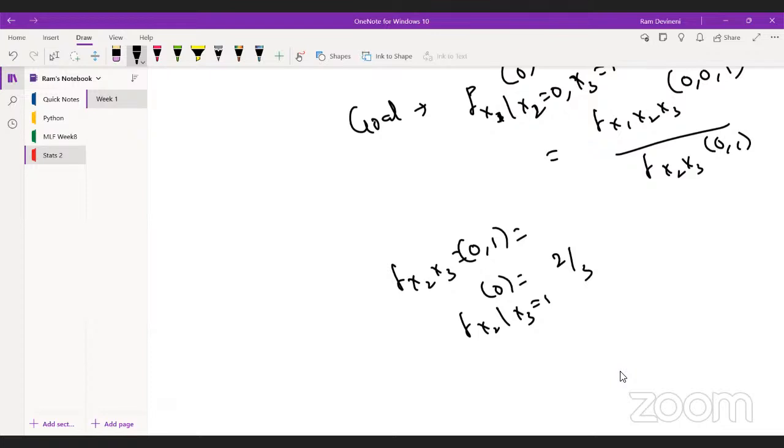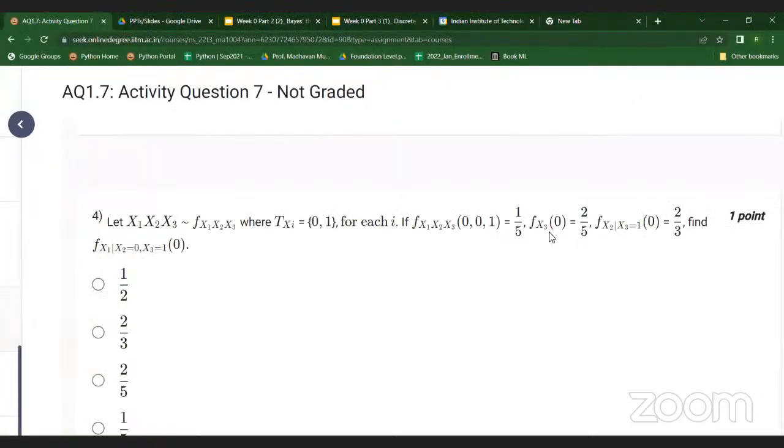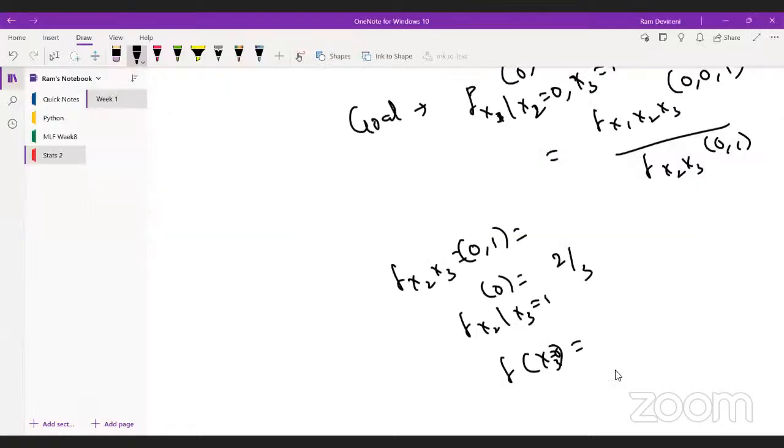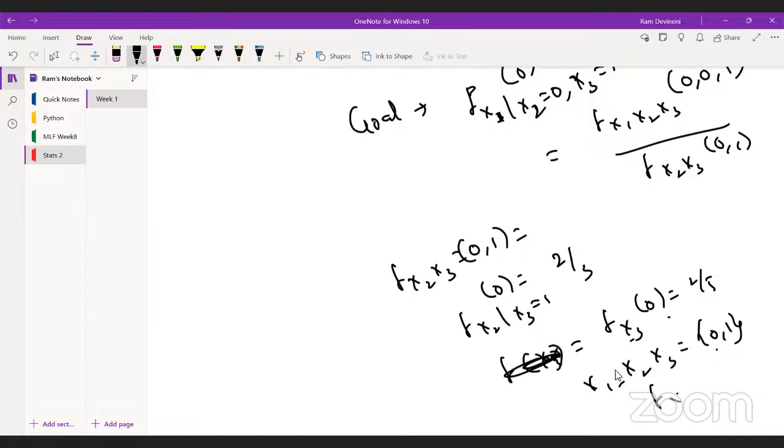So the probability for x2 equals 0 given that x3 equals 1 is 2 by 3. And they have given f of x3 at 0 as 2 by 5. They have also mentioned that x1, x2, x3 only take 0 or 1. So when f of x3 at 0 is 2 by 5, what about f of x3 at 1? It's going to be 3 by 5.